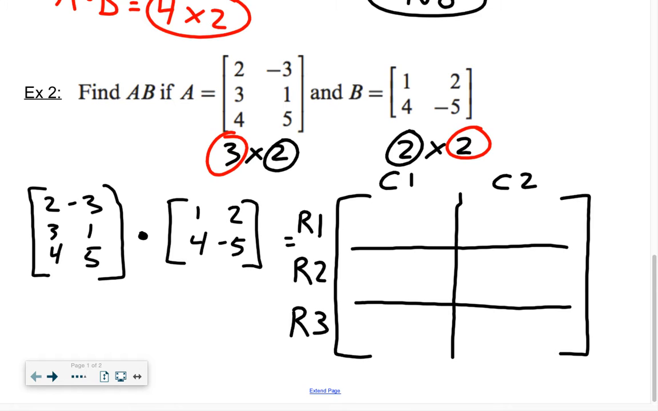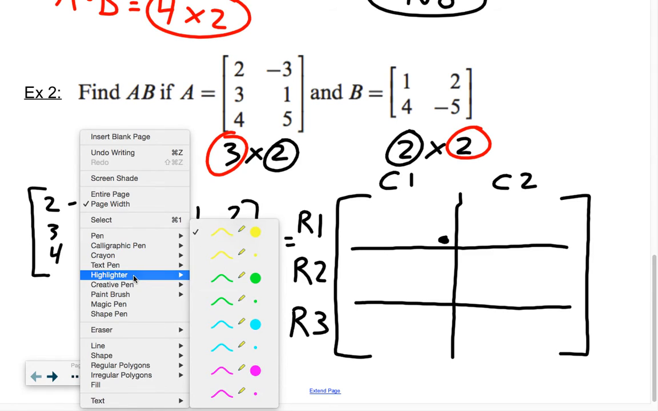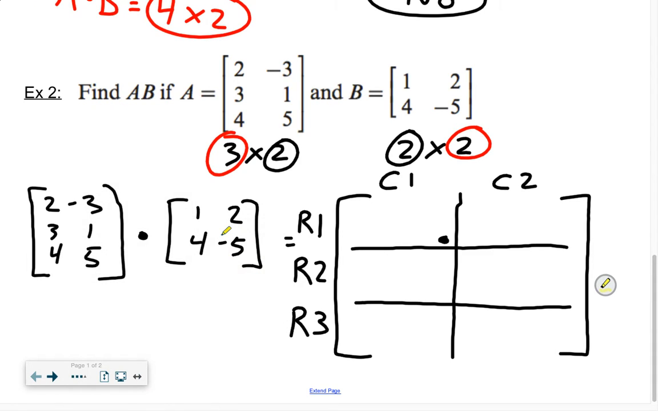And here's the game. Start by picking an element you want to solve for. So let's begin up here in the top left-hand corner. If I want to find that element, I need to use a row and I need to use a column. And it always goes rows, then columns, right? Just like when we identify the size of it, RC. We are going to use the row of the first matrix times the column of the second matrix. So, the question is, which row and which column do I use? Well, notice that this element is located in row 1, column 1. So what I want to use is the row of the first times the first column of the second.